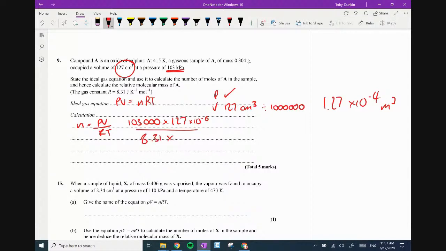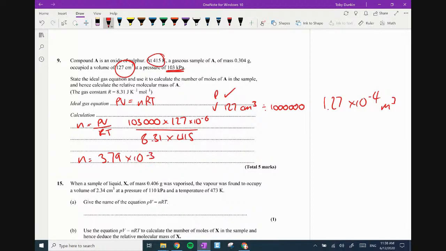8.31 multiplied by a temperature, which is in Kelvin already, which is really nice. So that's okay. I'll lock those in. Okay, so 103,000, count my zeros, multiplied by 127 exponential minus 6. Okay, divide that answer by brackets 8.31 multiplied by 415. And I get a moles of 3.79 times 10 to the minus 3.